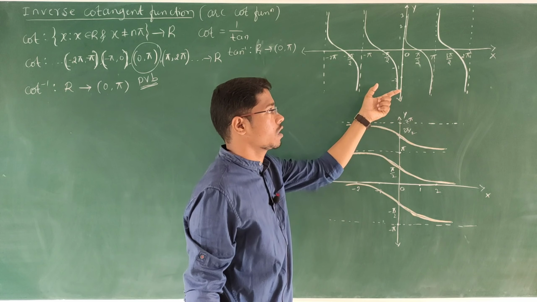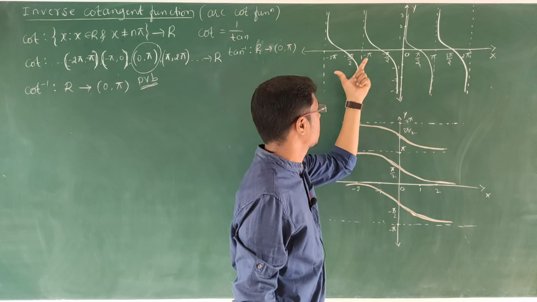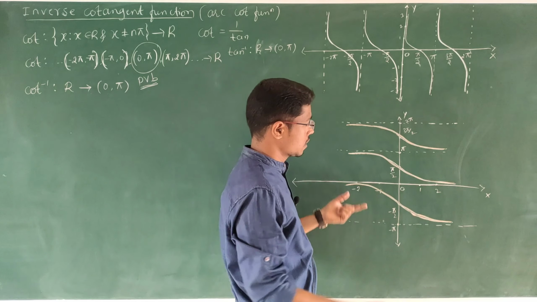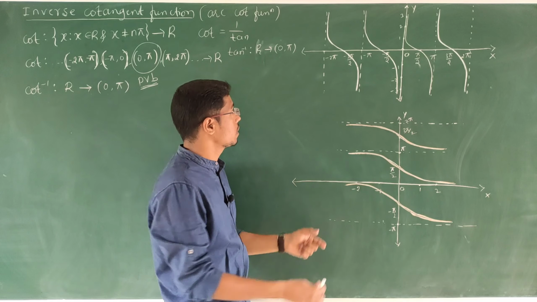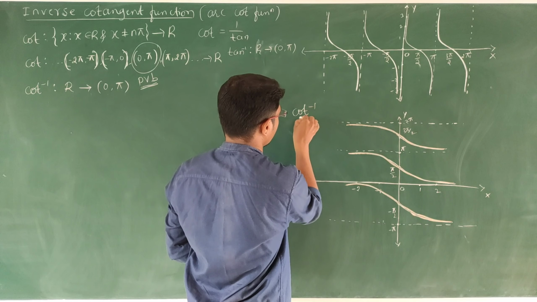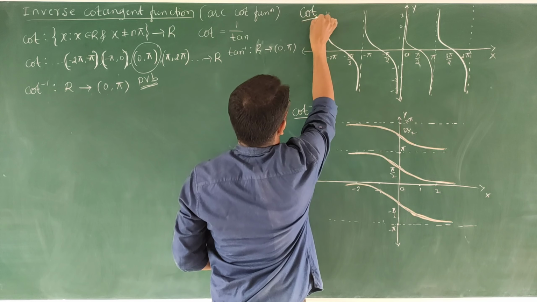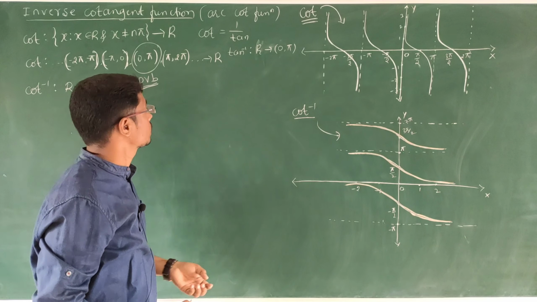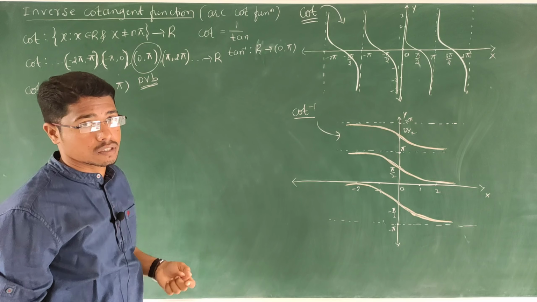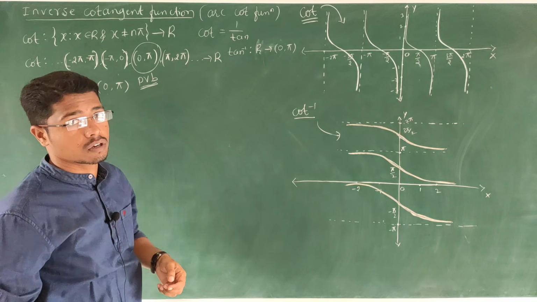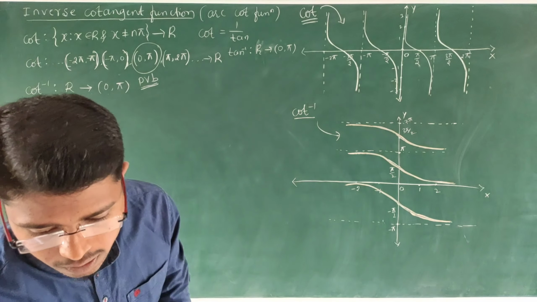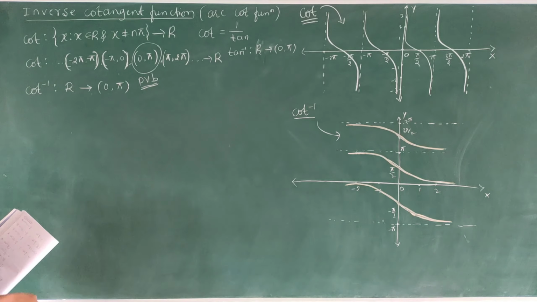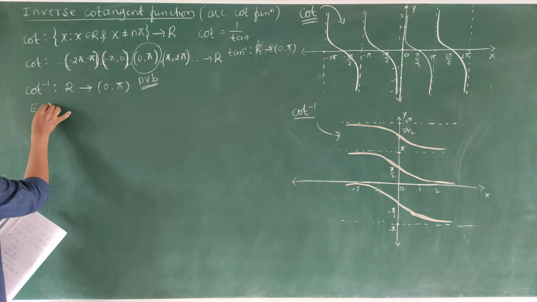Just interchange the values of the x and y axes. The pi values are on the x axis here and on the y axis there, and 1, 2, 3 are on the y axis here and on the x axis there. Just draw the graph now, and it will become cot inverse. This is the cot graph, and this is the cot inverse graph. What is the definition of cot inverse? It is from R to the open interval 0 to pi. So let us see some examples of the cot inverse function.